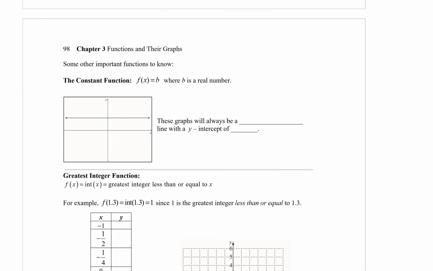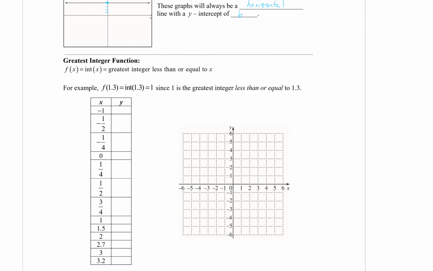So this is the constant function. A constant function is just the horizontal lines. These graphs will always be a horizontal line with a y-intercept of b, right? Whatever that value is. So if the equation is y equals 4, then it's going to be like 1, 2, 3, 4, right? It's the y-intercept that happens to be 4, but it's just horizontal at 4. That's all it means, okay?